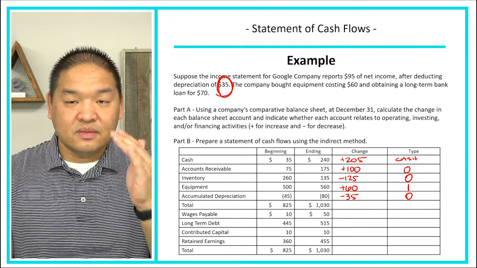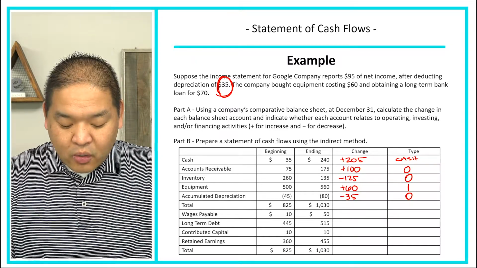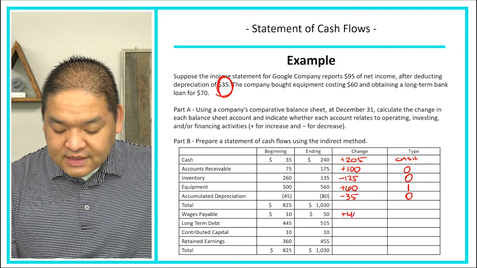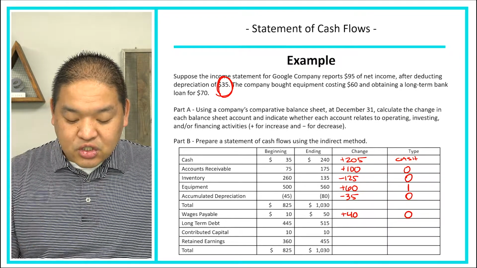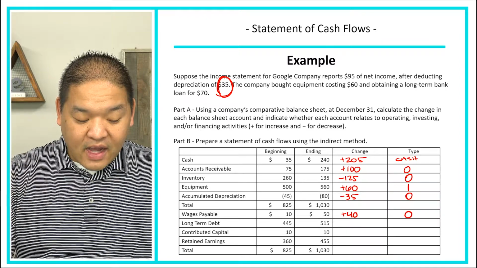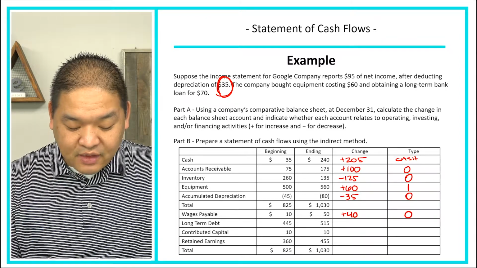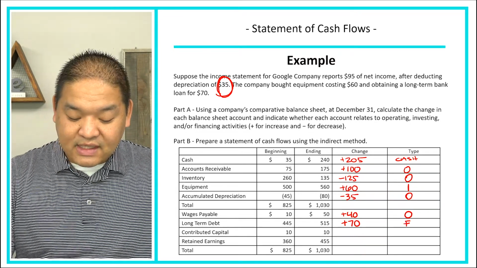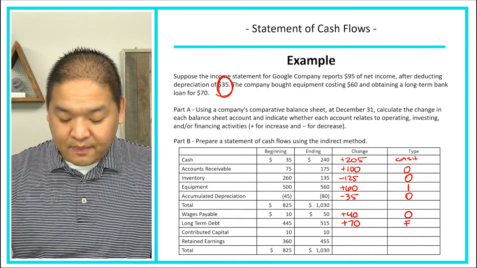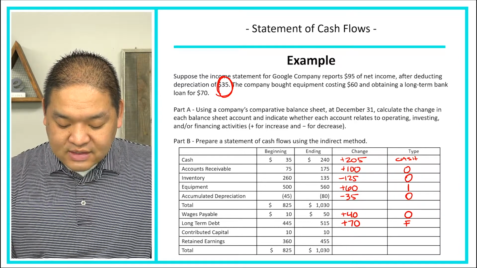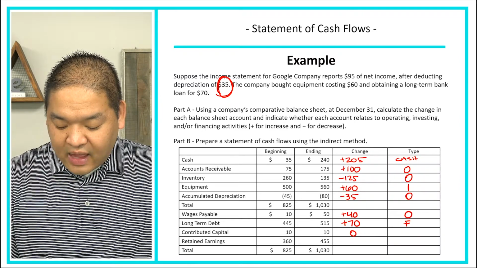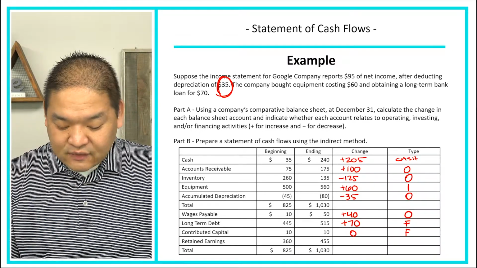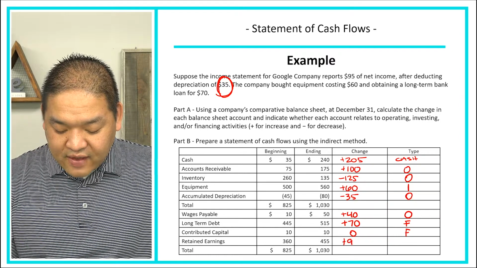Then we're going to skip total because we don't really care about total. We'll go to wages payable, which went from 10 to 50. So 10 to 50 is plus 40. That's going to go in the operating section. Long-term debt went from 445 up to 515. That's a plus 70. And that's going to go into financing because it is a non-current liability. And then contributed capital is 0. So that would normally go into financing, but it's 0, so we won't worry about it. And then retained earnings, just for kicks and giggles, plus 95.